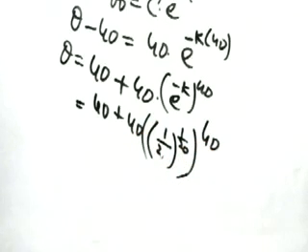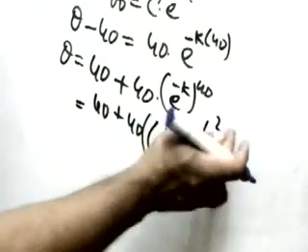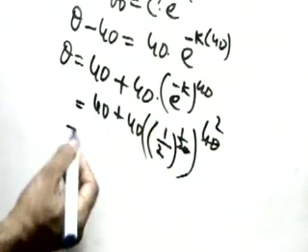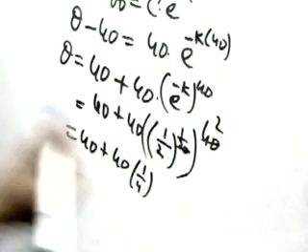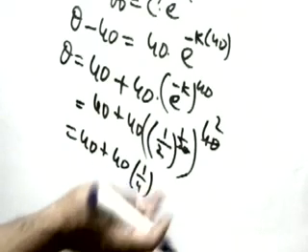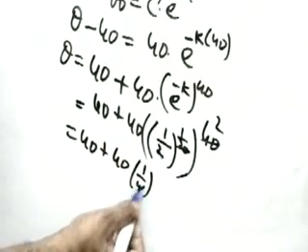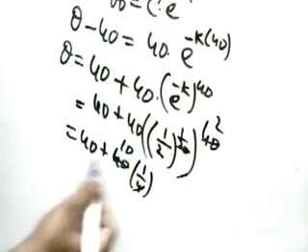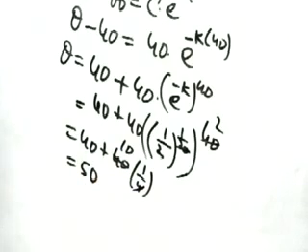Again the power is 40. So we can cancel this 20, leaving 2. 1 by 2 square will be 1 by 4. So this will be 40 plus 40 into 1 by 4. If the numbers are difficult, we have to use a calculator, but here it's very easy. 4 ones are 4, 10s are 10, plus 40 is 50.